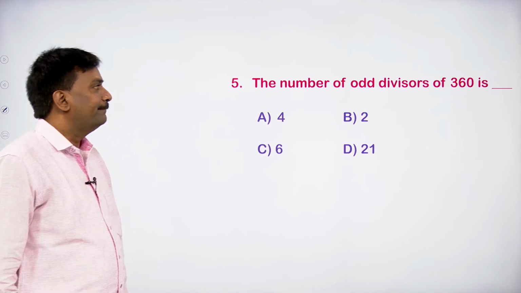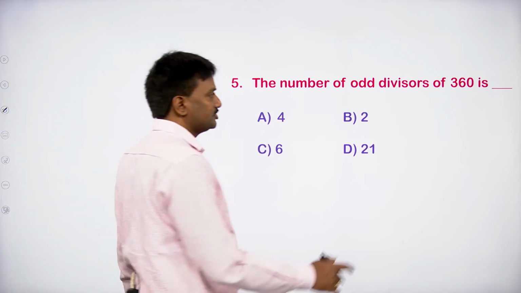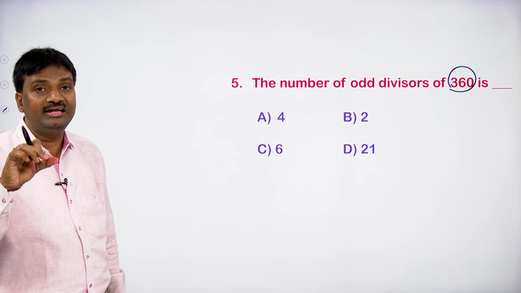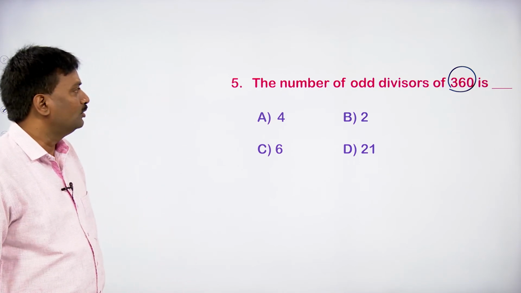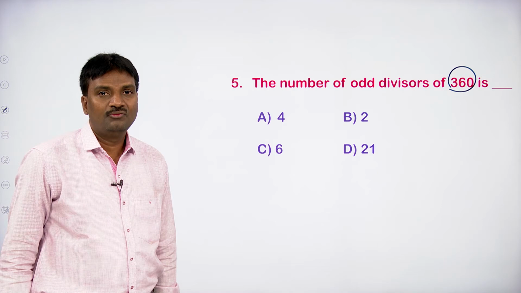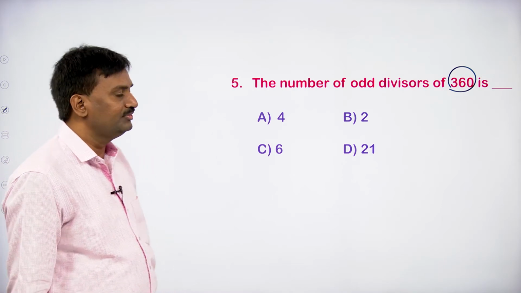Next problem. The number of odd divisors of 360. In the above problem, we found the number of even divisors only, but here we have to find the number of odd divisors of 360.